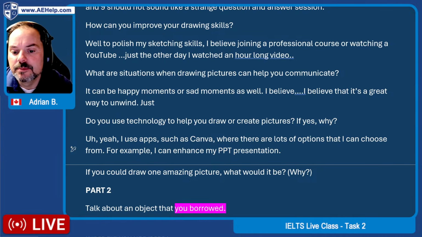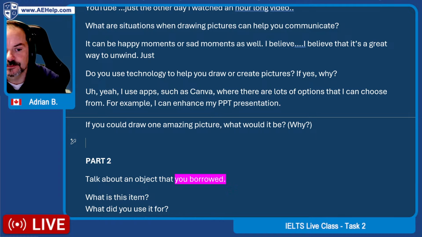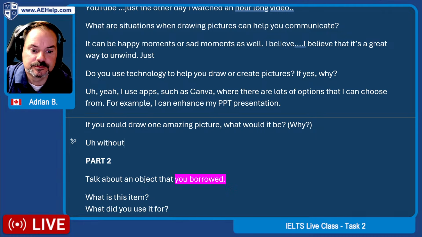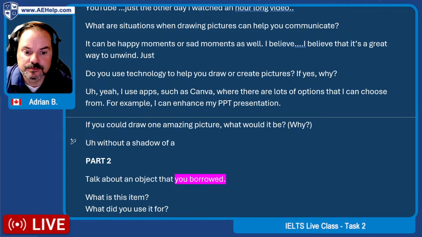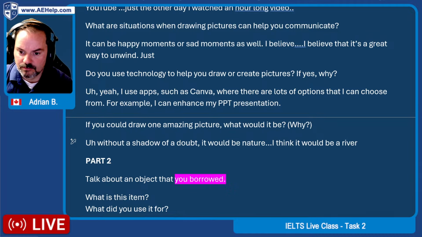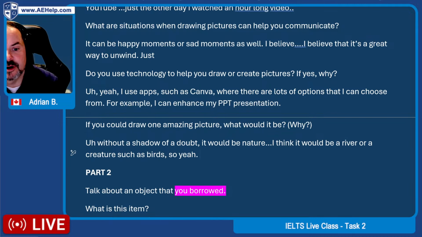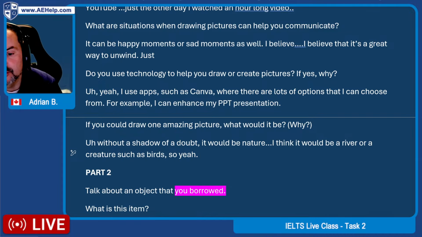If you could draw one amazing picture, what would it be? Without a shadow of doubt, it would be something related to nature because I am more into the atmospheric creatures. I think it would be a river or creatures such as birds. So yeah. Okay, that is the end of part one. We will now continue with part two.